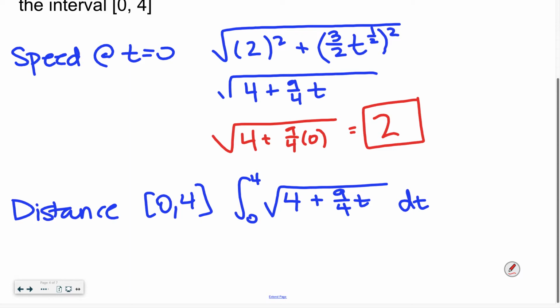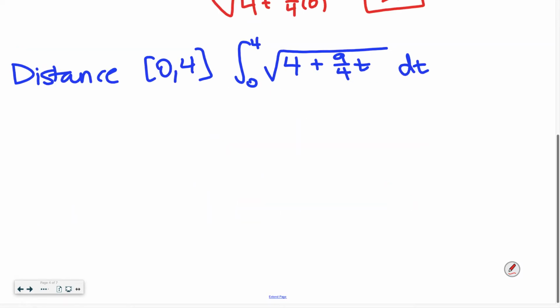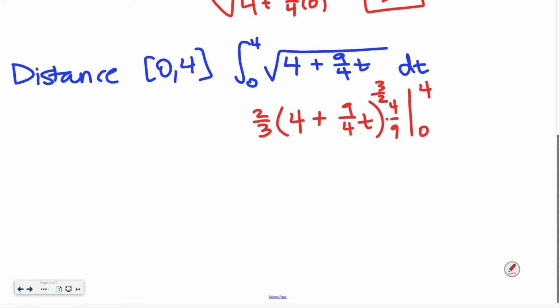Nick, what's our antiderivative? Like, just what's the antiderivative from here to here? This is to the 1/2 power, right? Yeah. So if we take the antiderivative, I have a linear in the 1/2 power. Okay. So 2/3 times 4 plus 9/4 t, 3/2 times 4 over 9, 8/27. Oh, that's where you got it.